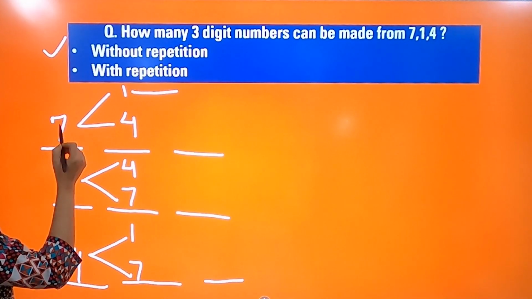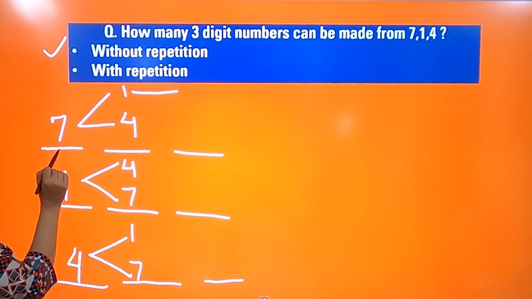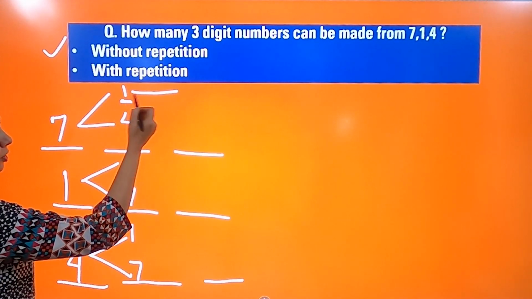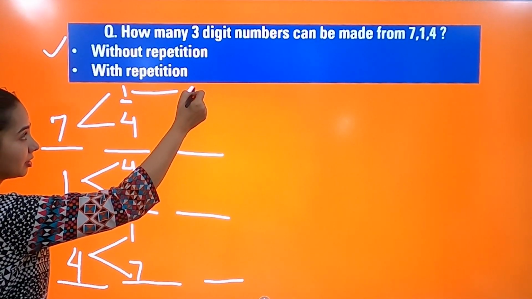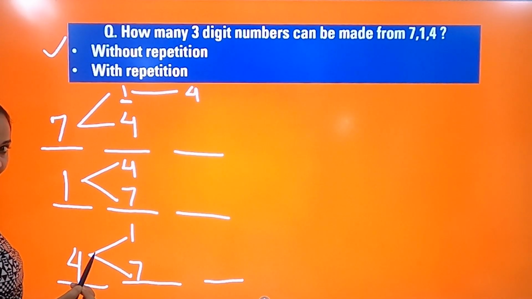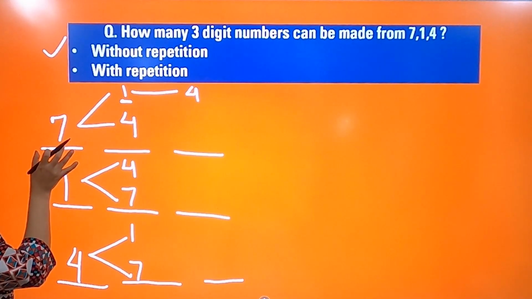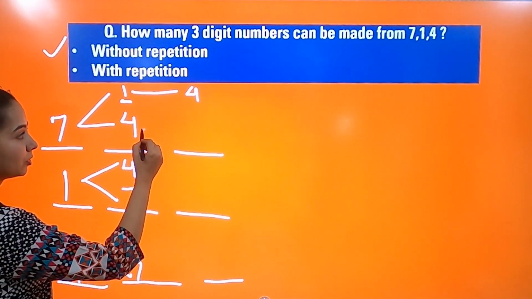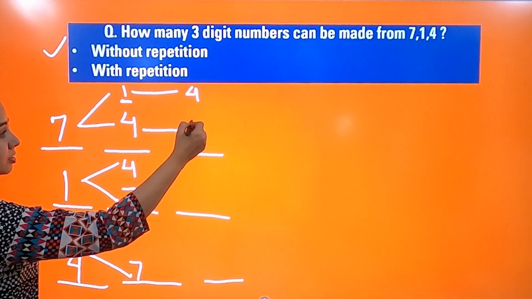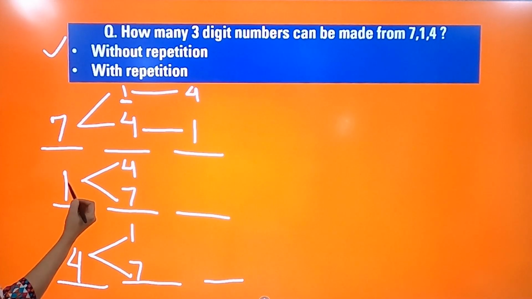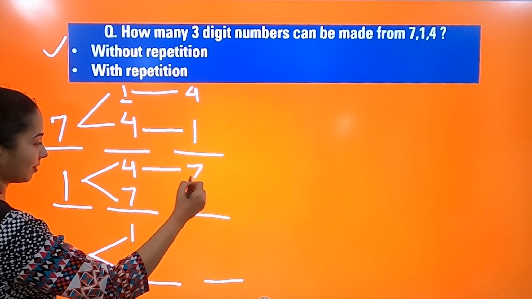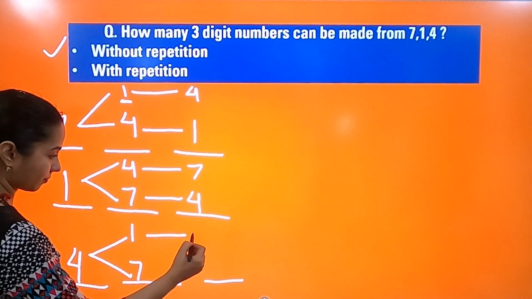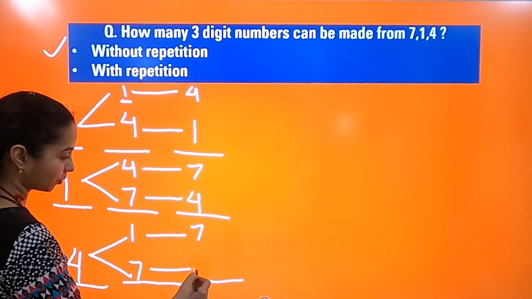Now since we are doing it without repetition, I have used 7 here for the first place, 1 here for the second place, then the only option left with me is to use 4 at the third place. Right? Similarly, for the second number, 7 at the first place, 4 at the second place, the only option left without repetition is 1. The same goes here, 1, 4, then 7, 1, 7 and 4, 4, 1 and 7, 4, 7 and 1.